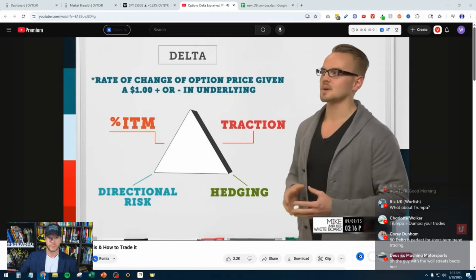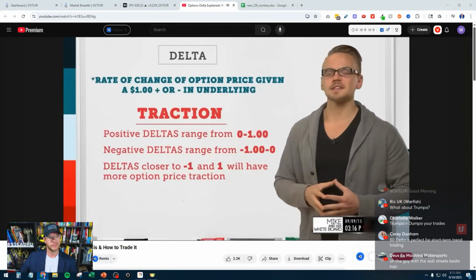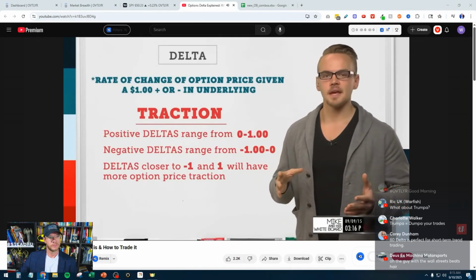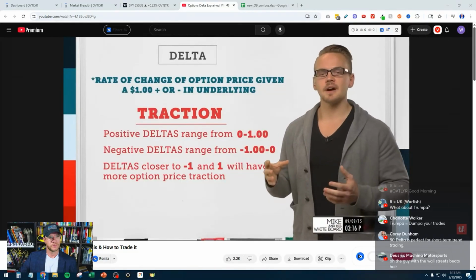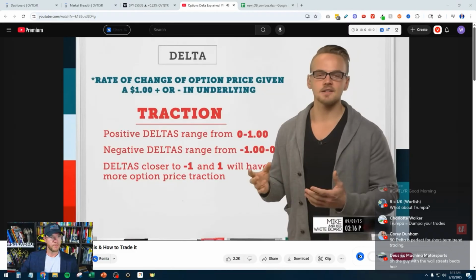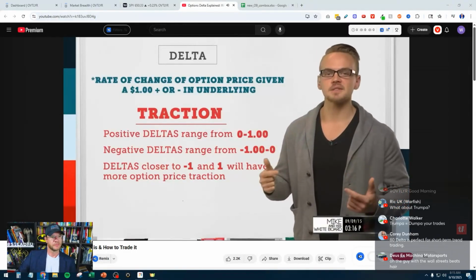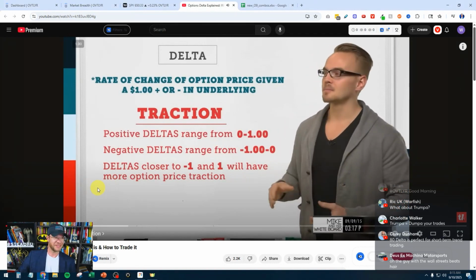So let's get right into it, and let's talk about traction. When I'm talking about delta and traction, the way I like to think about it is a drag racing car and the types of tires used on that car. If I have a low delta option, I might be throwing Honda Civic economy tires on that drag racing car. We've got so much power, but the wheels are probably going to spin because there's not enough traction in that option. This is a decent analogy.